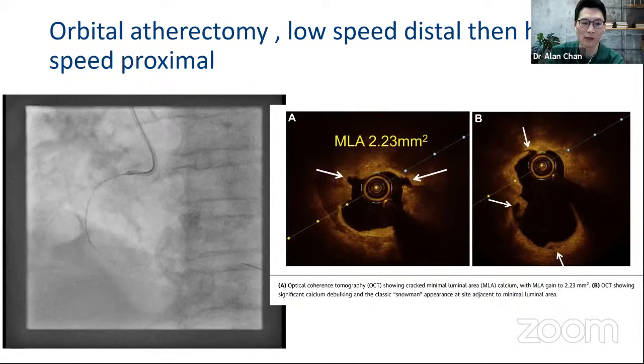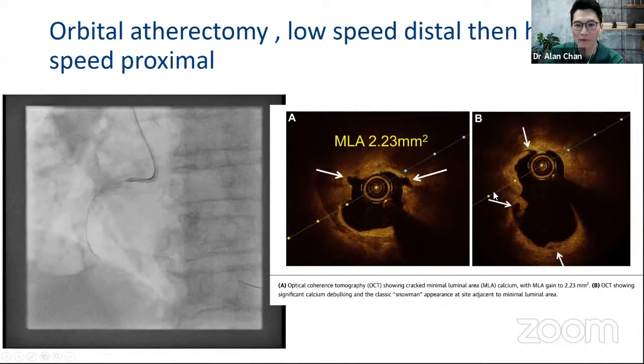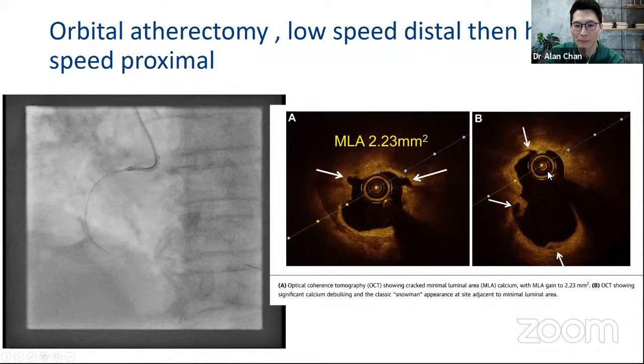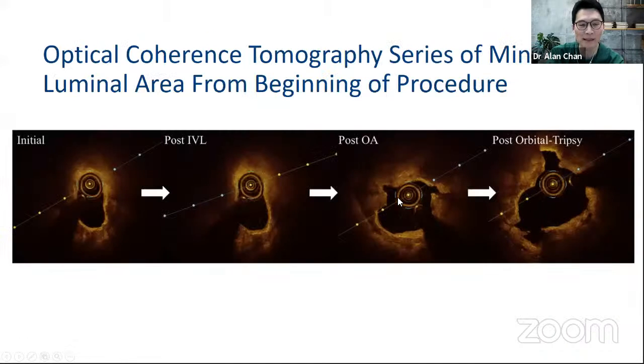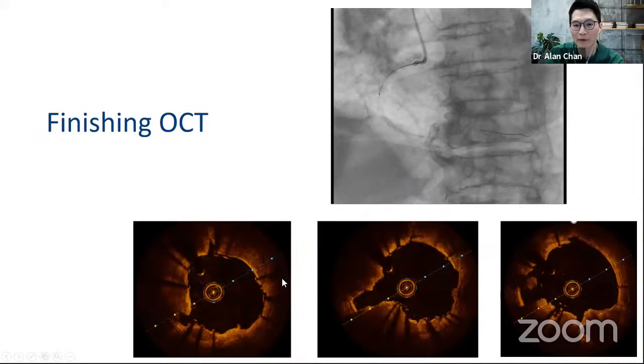There's no ischemic change. After orbital atherectomy, you can see there's some lesion preparation in various regions, but still it's not enough. We used the same shortwave balloon, 3.0, and then you still see a dog bone. After the therapy, you can see the balloon expand. And this is the OCT diagram showing pre and after orbital, and after the orbital and shortwave. You can see beautiful calcium fracture, and then they get much luminal gain.